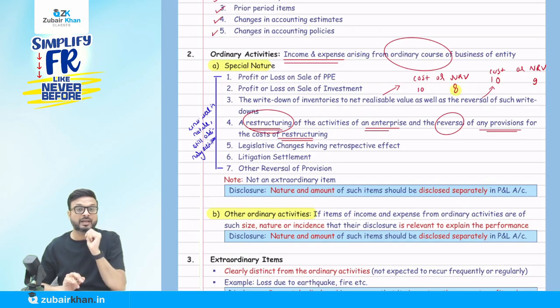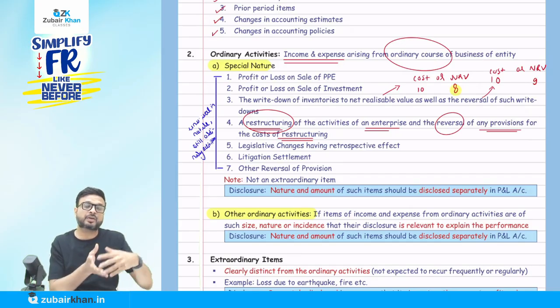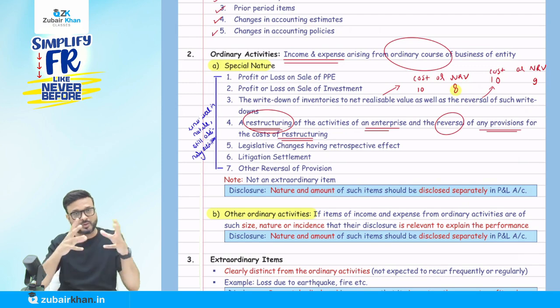Now, the 5th: legislative changes having retrospective effect. Sometimes some changes come in law, and these are retrospective. For example, under the GST, you claim the input part.